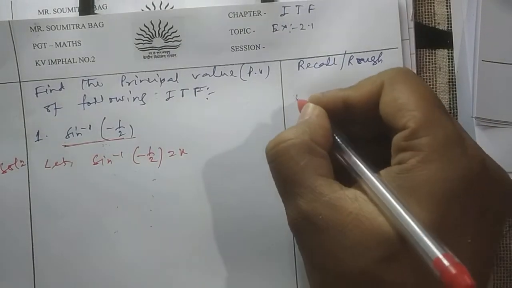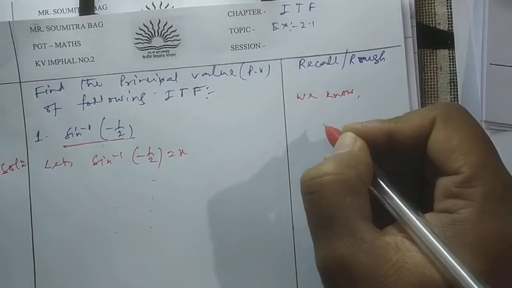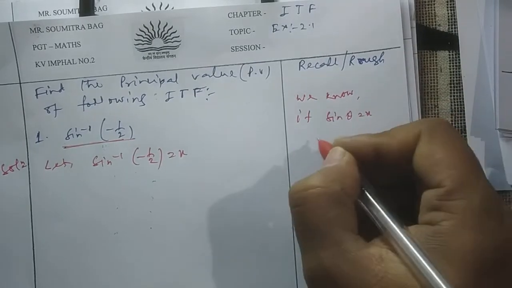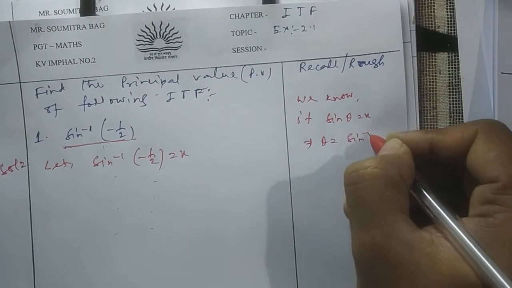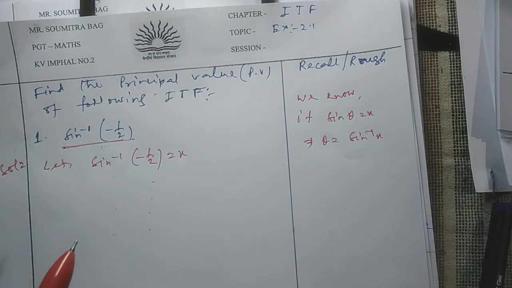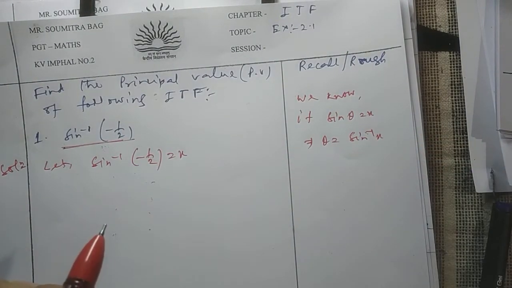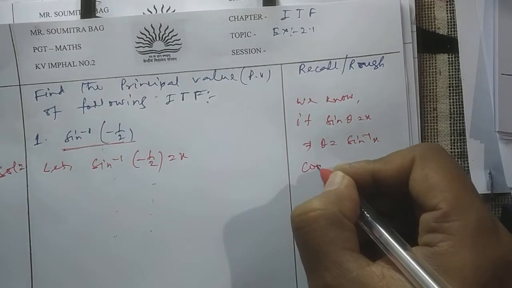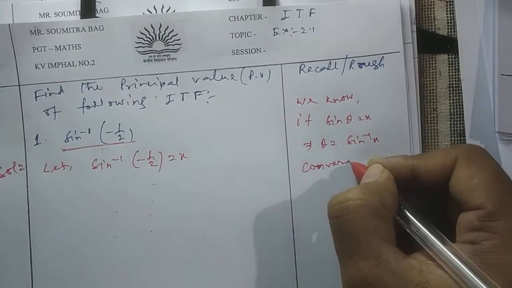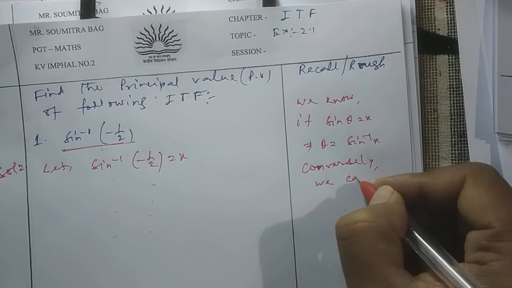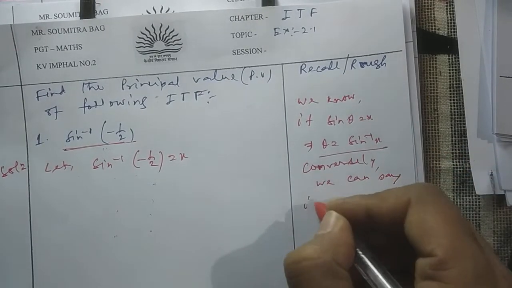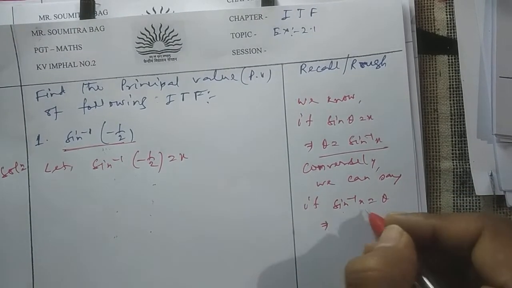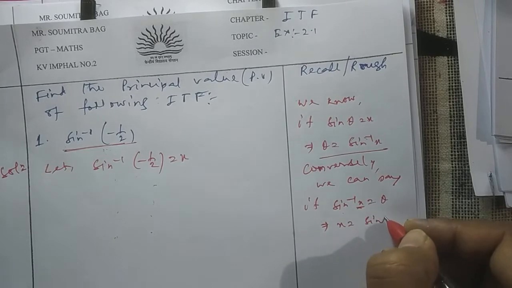We know already from the definition of ITF, if sin theta equal to x, then only theta will be sin inverse x. Correct? Already we have learned this at the time of the definition of the inverse. Similarly, in the converse way, we can say if sin inverse x is equal to theta, then only x will be sin theta, correct?